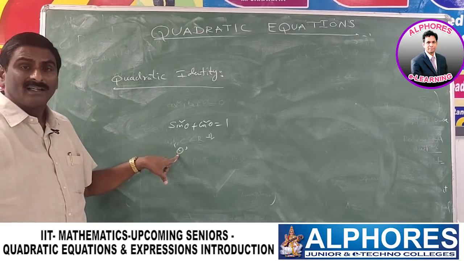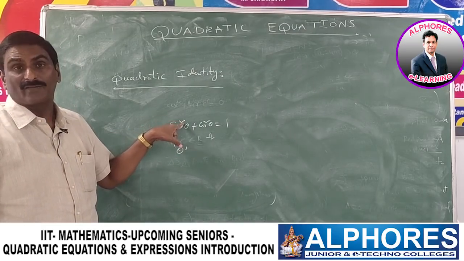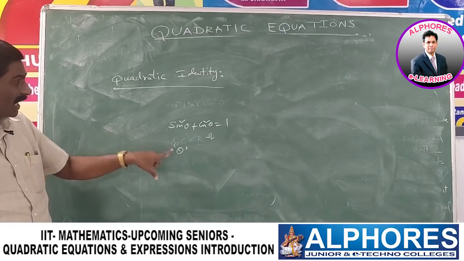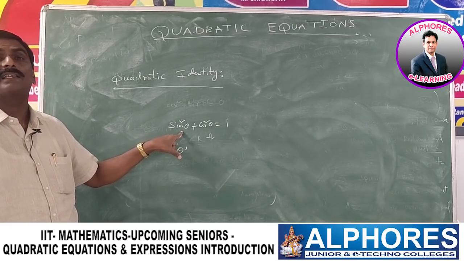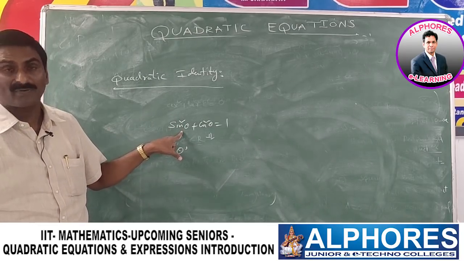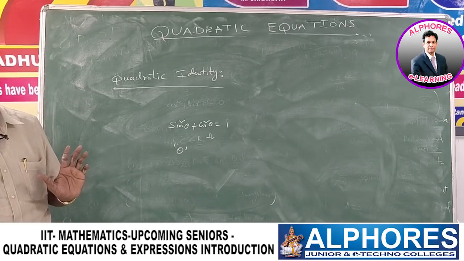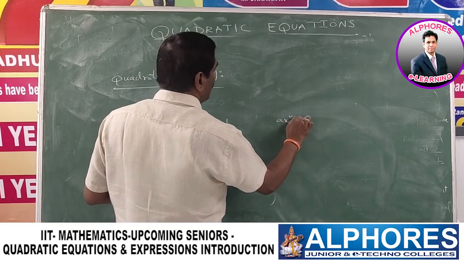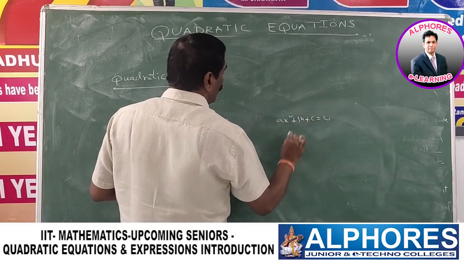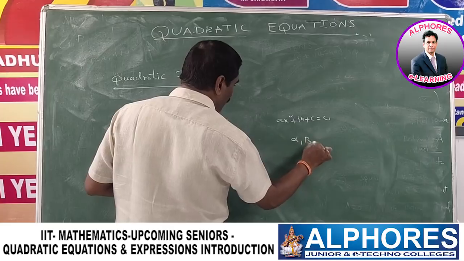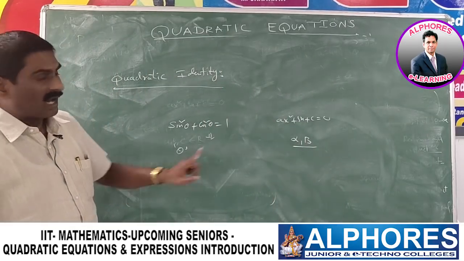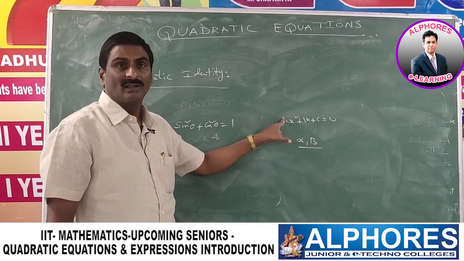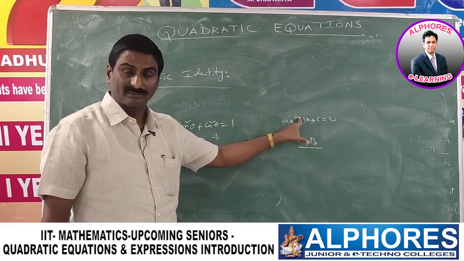In this case, every value of theta satisfies this equation. That means the number of solutions of this equation is infinitely many. But in a quadratic equation ax square plus bx plus c is equal to 0, we get only two roots. Suppose they are alpha and beta. That means alpha satisfies this equation and also beta satisfies this equation.